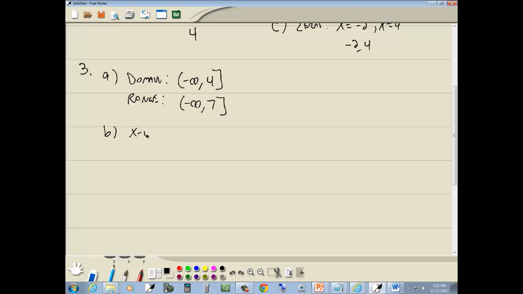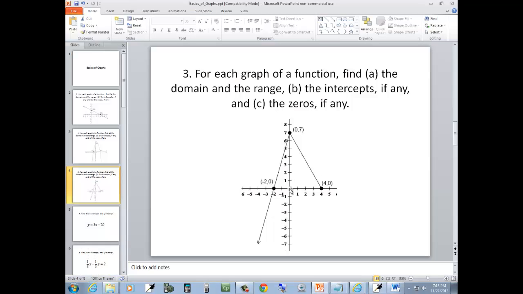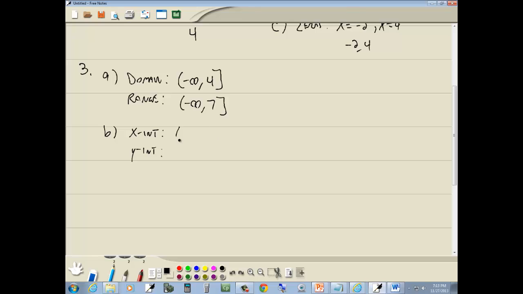Now our intercepts. Now our x-intercepts. Crosses negative 2, 0 and touches at 4, 0. So we'll have negative 2, 0 and we'll have 4, 0. Our y-intercept is 0, 7.